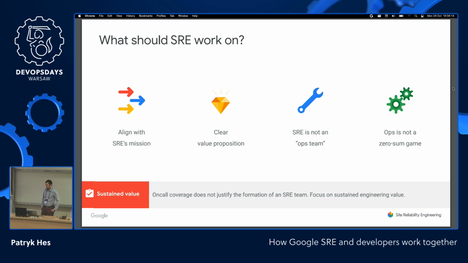So we have a game theory reference here. What that means is that whenever you spend time dealing with a problem, like fixing some production problem by automating the production, this is a long-term investment. So there is nothing to be gained from more button clicking, but there's a lot to be gained from automating these things. And this line over there, on-call coverage should not justify the formation of an SRE team. It's not the only thing that discriminates whether you should have an SRE team or not.